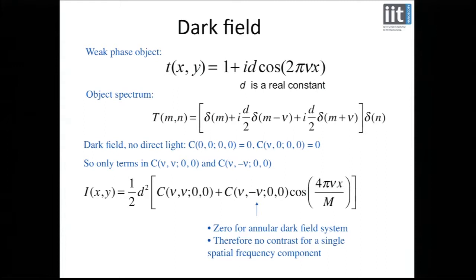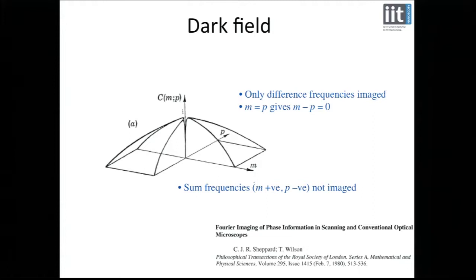This is what the transmission cross coefficient looks like for a dark field system. In particular, this is very funny, that you don't get anything in this region here. The sum frequencies are not imaged. You only image the difference frequencies. What this also means is that if you've got a single spatial frequency, you don't get an image. So you only get complicated mixtures of spatial frequencies, which is why the images are rather difficult to interpret. You very often get, for example, doublings of frequency.